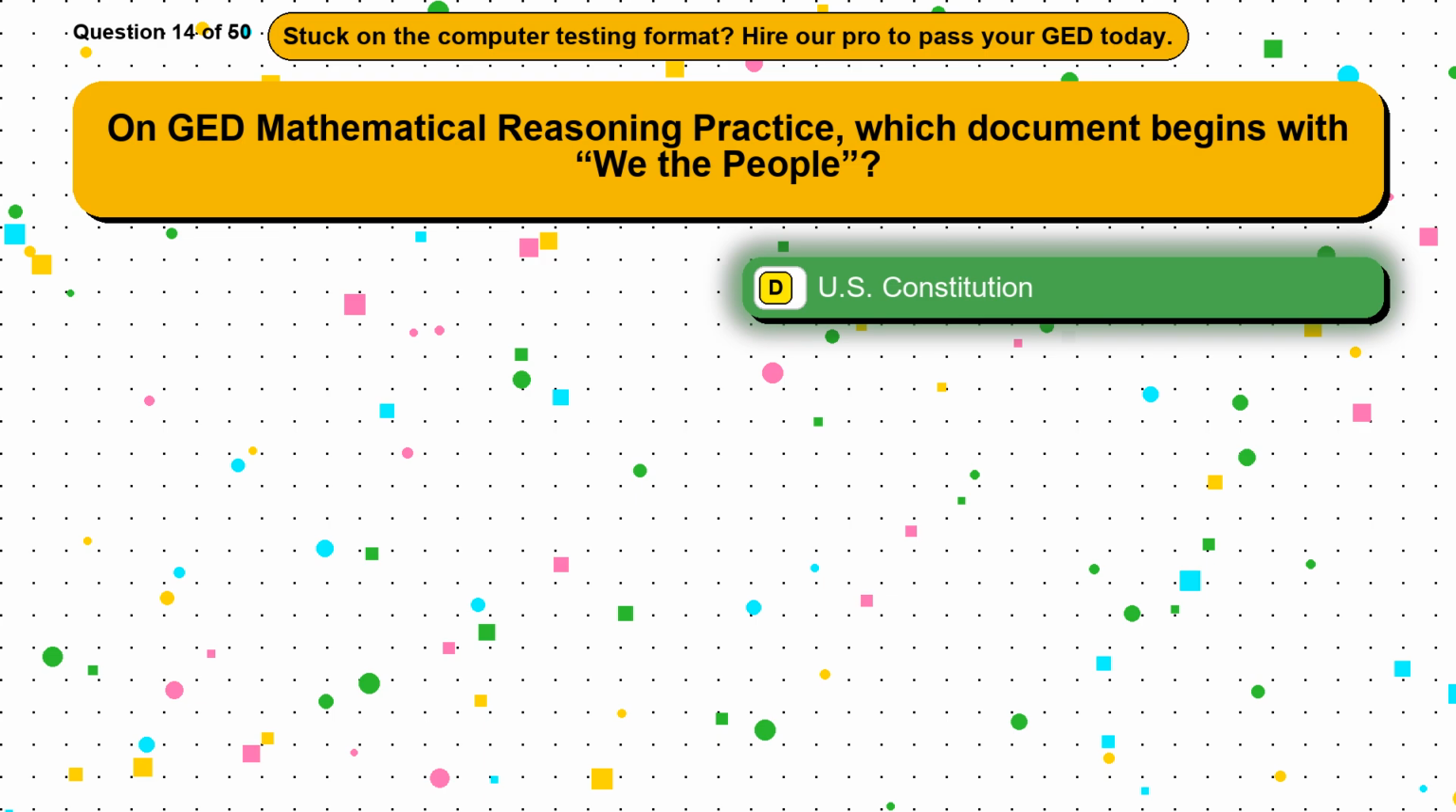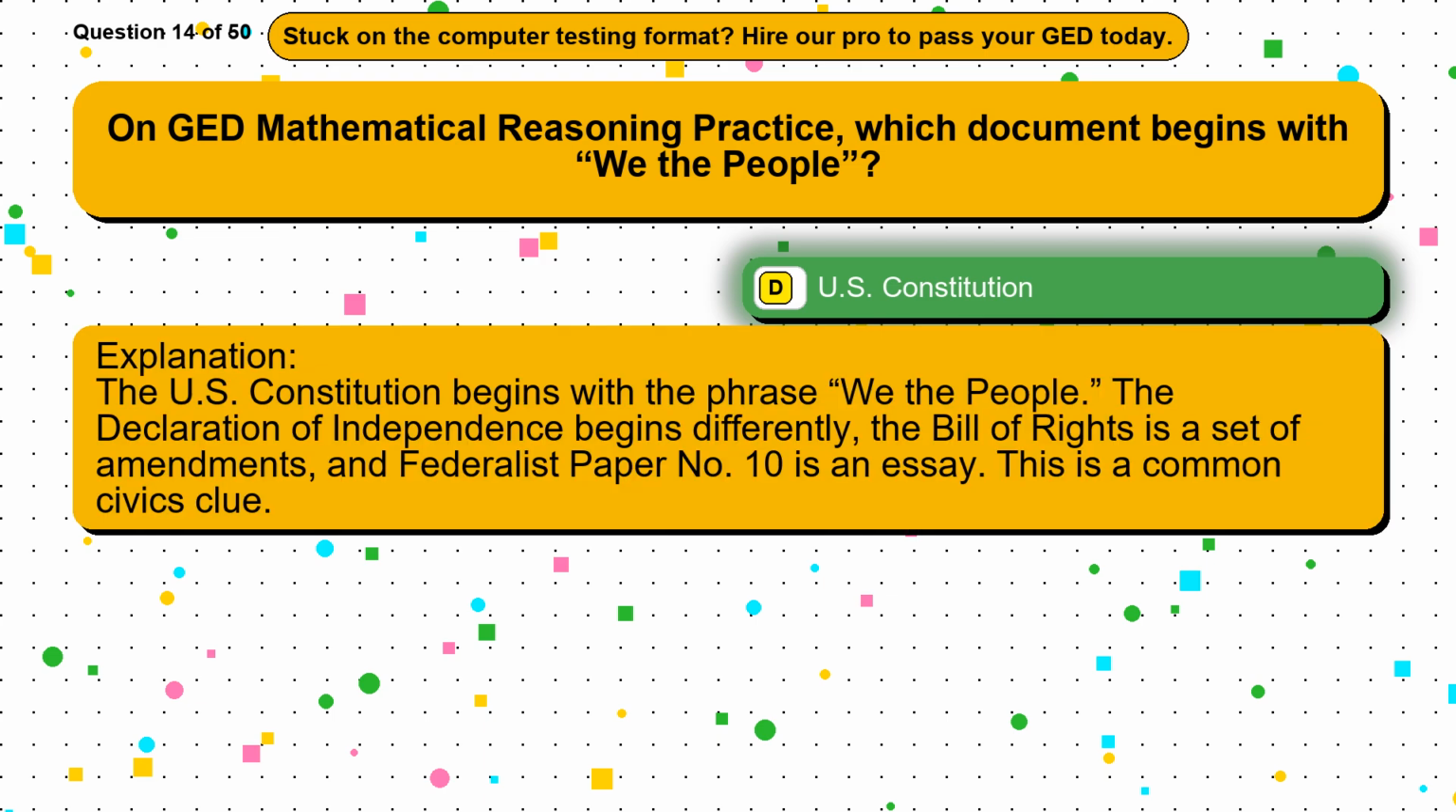U.S. Constitution. The U.S. Constitution begins with the phrase "We the People." The Declaration of Independence begins differently, the Bill of Rights is a set of amendments, and Federalist Paper No. 10 is an essay. This is a common civics clue.